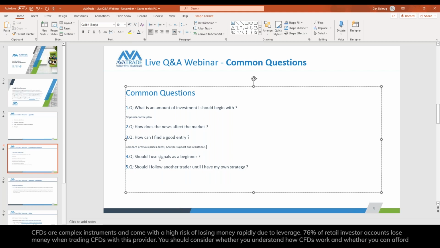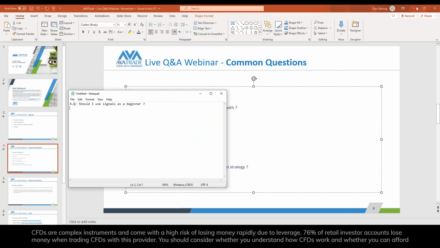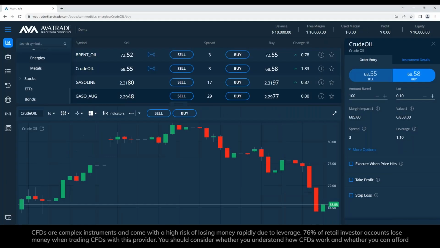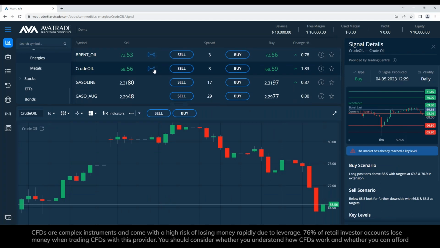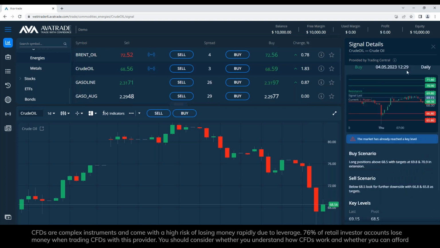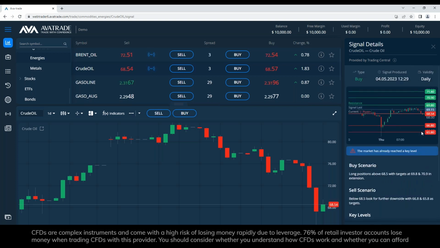Next one. Should I use signals? Guys, who knows what signals are? I can show you an example of signals right here. Okay, if I step back from the chart, I click here on the lightning icon. Okay, and what happens is it's going to give me instructions what to buy or sell. Okay, buy scenario, as you see, long positions above 68, targeted 69, 70 in extension, and with the sell, it shows me here the lines with the pivot that we have acknowledged just a minute ago.